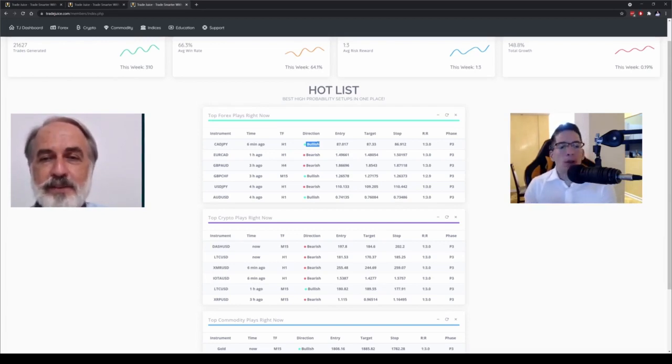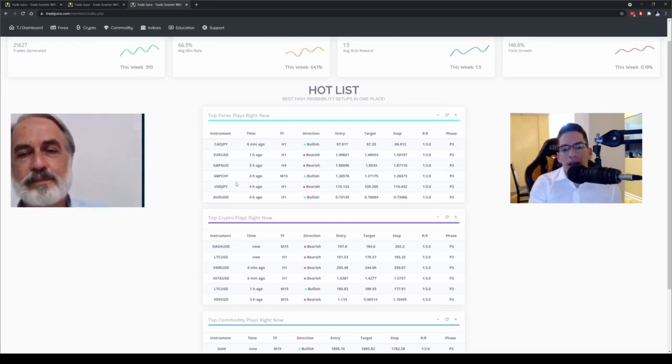So only the highest probability trades. I don't need to come here and worry, okay, I need to find the system that I'm going to use, I need to check the economic calendar, I need to check the volatility. Everything that's on the list here is something that you can actually trade right now. It's not something that you can trade tomorrow or you need to wait for this or that. Everything here is something that you can use right away.